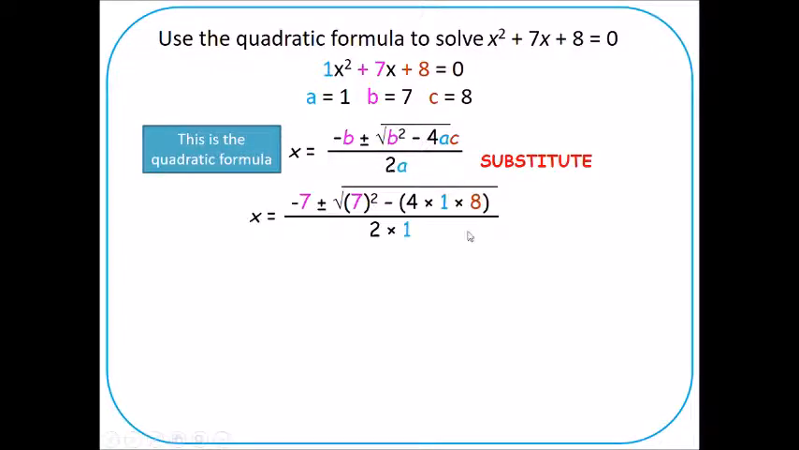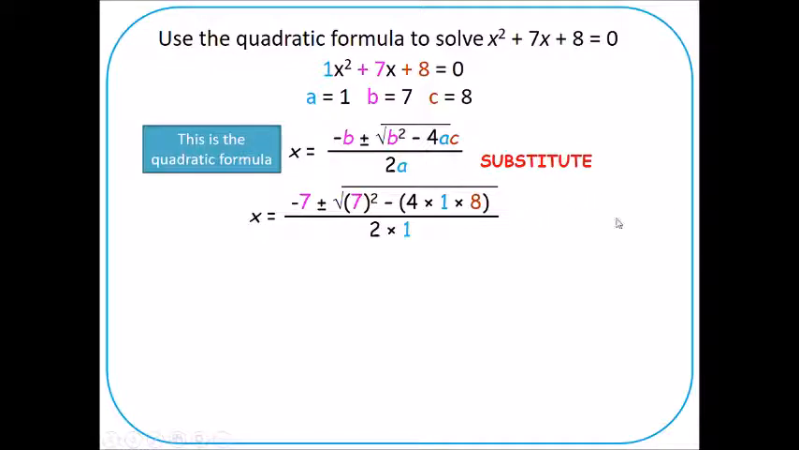Okay, so it will look something like this. I've got negative b, so negative 7, and it's plus or minus the square root of b squared, so 7 squared, minus 4 lots of A times C. And my A is 1, C is 8. I'm just substituting in really.